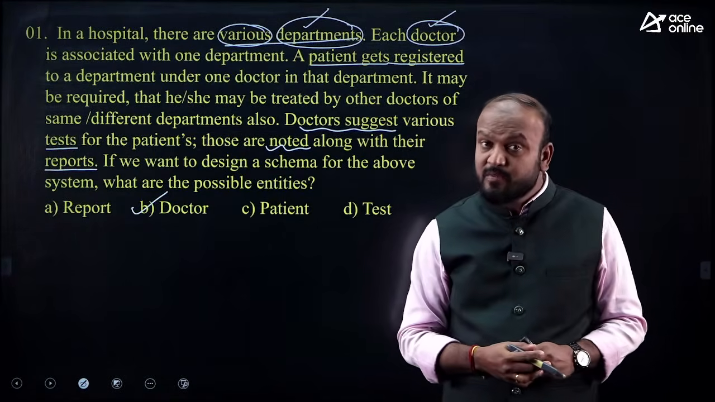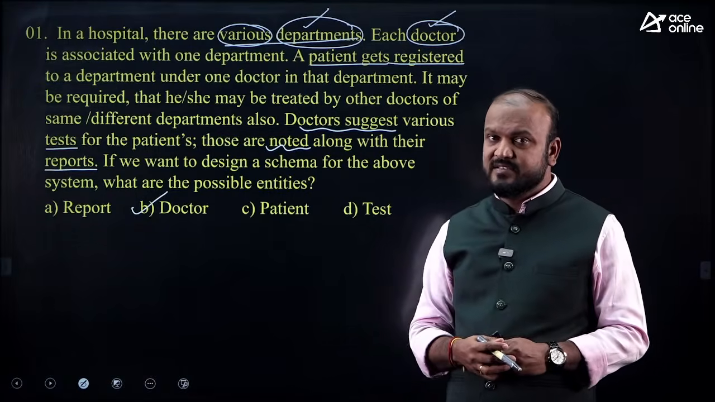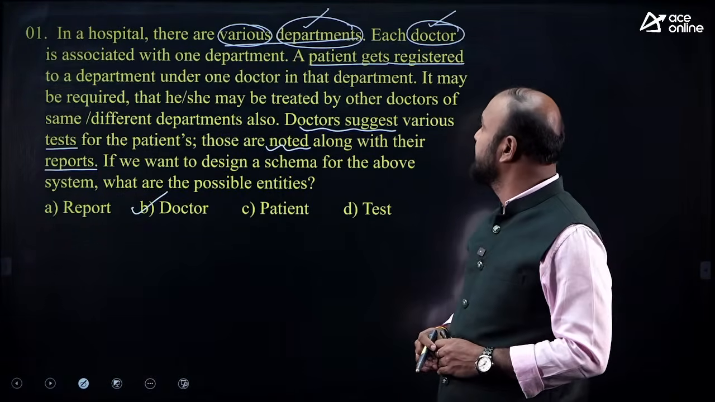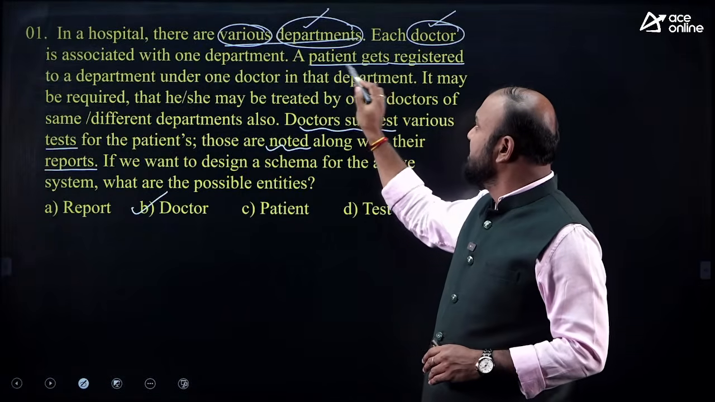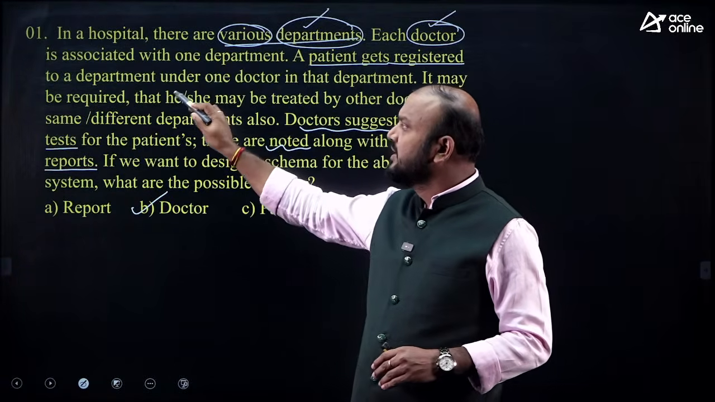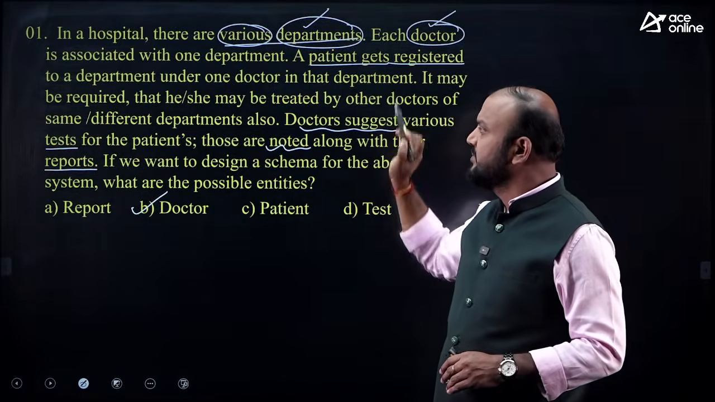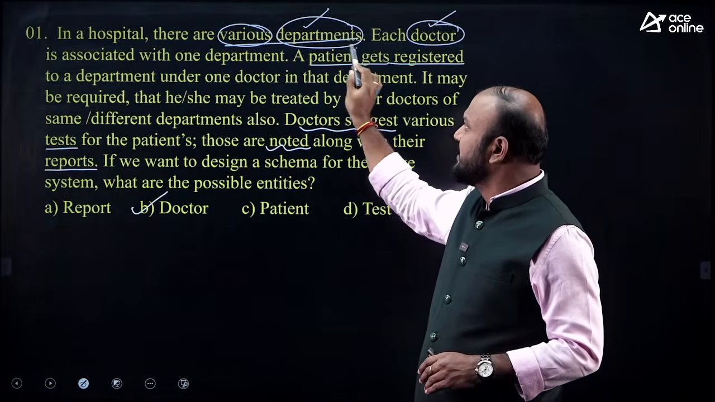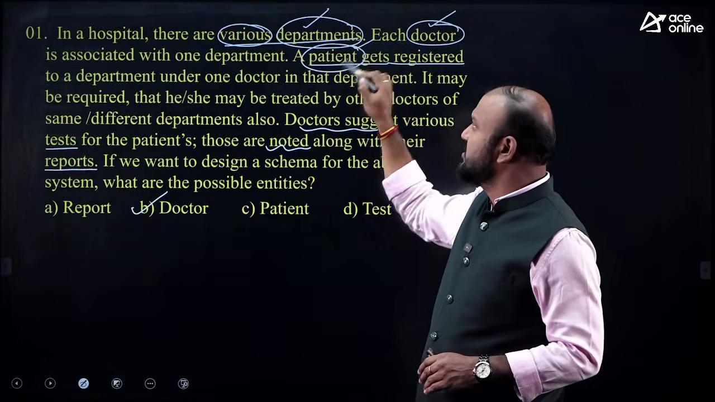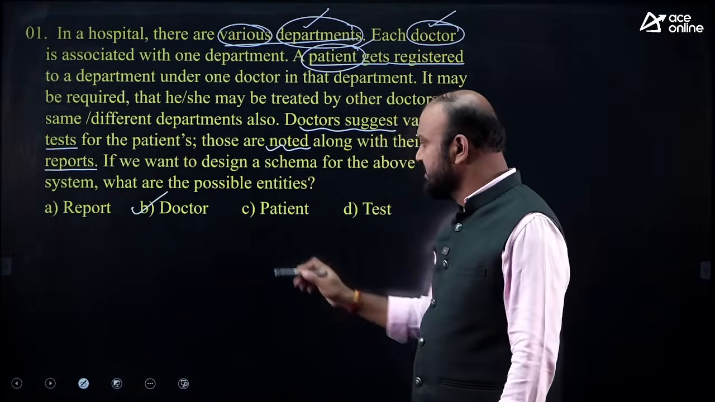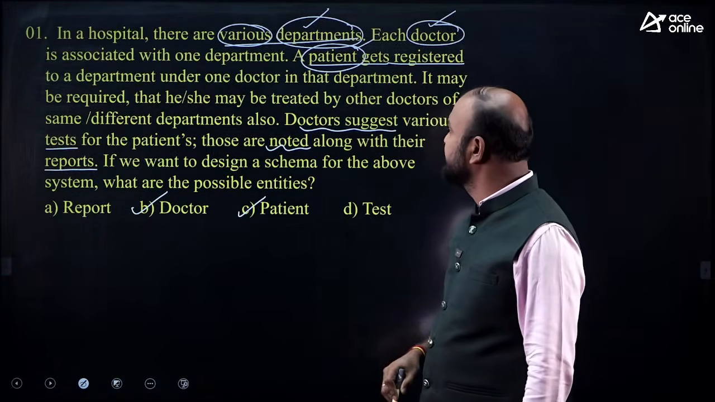But I am talking about MSQs and NATs. So in multiple selection questions, more than one option might be correct. A patient gets registered to a department under one doctor in that department. Okay, it requires details about the patient, because hospitals should have doctors and patients. So patient is also one of the entity sets.